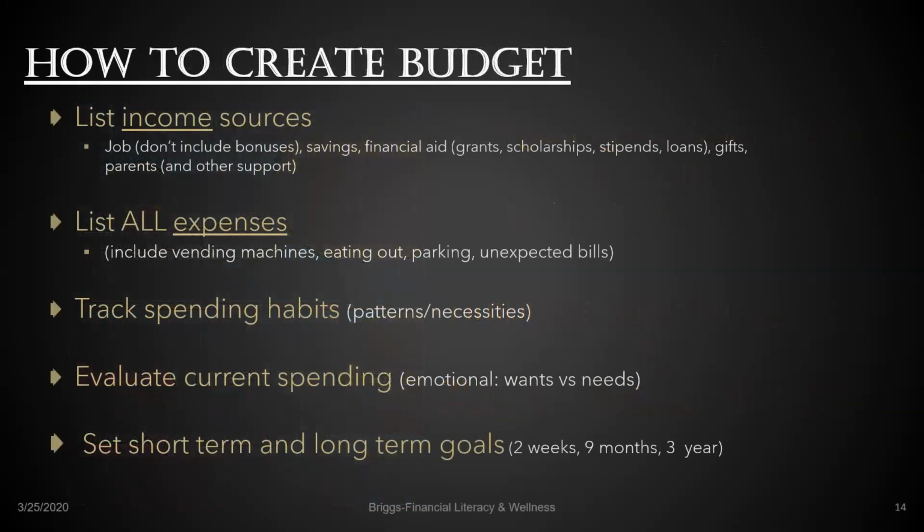So how to create a budget? You want to first list all your income sources from your job, savings, financial aid, money that you may receive from friends, gifts, other relatives, any other kind of in-kind support. Do not include bonuses because bonuses are not promised.